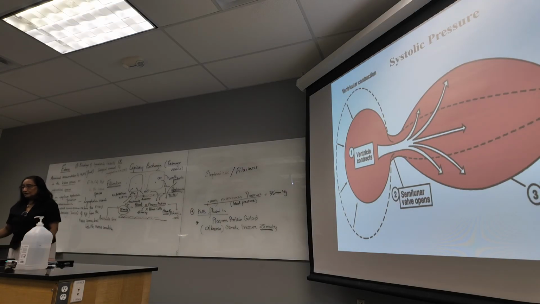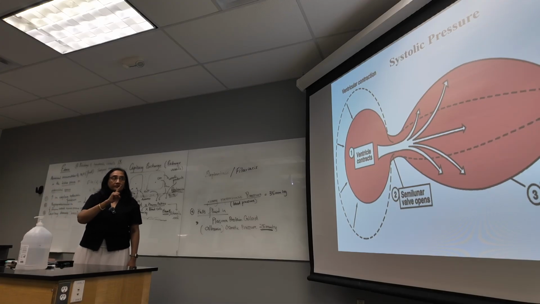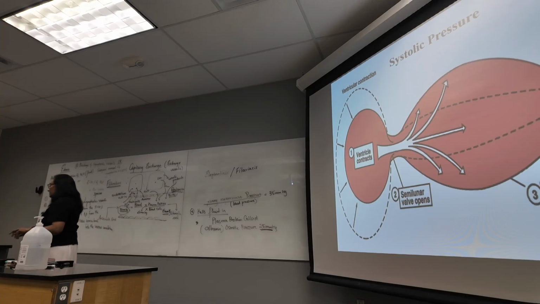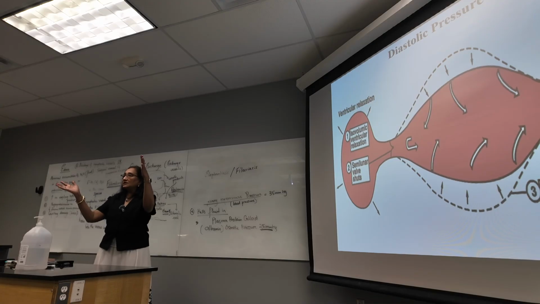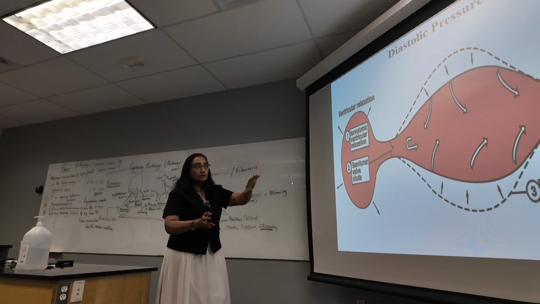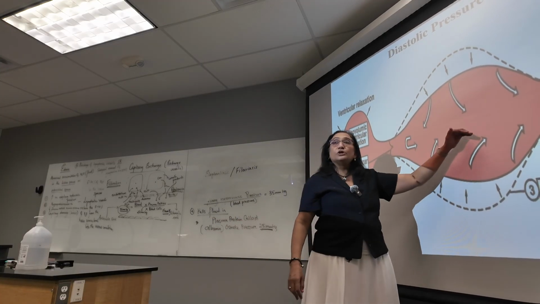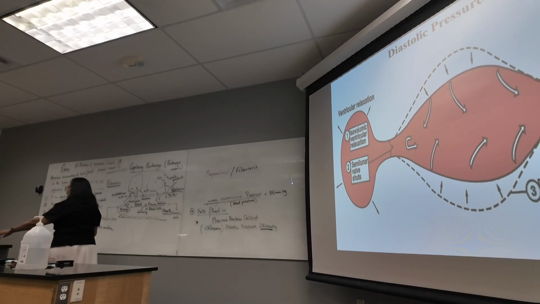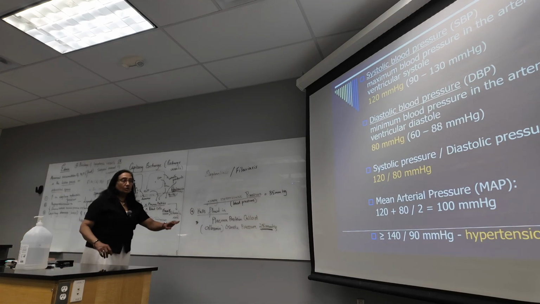As the left ventricle pumps the blood into the aorta, the aorta expands, producing the systolic blood pressure. Once the ventricle relaxes and the semilunar valve closes, the aorta recoils and again presses on the blood that has been ejected into the aorta, and this produces the diastolic pressure. So systolic pressure is the maximum pressure, diastolic is the minimum pressure, and this is the normal.